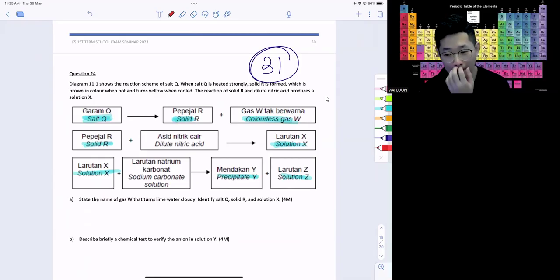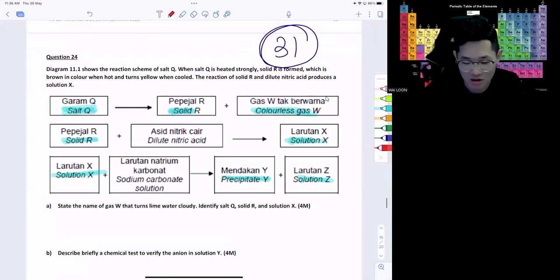Done? Done. Hong Liang, you can do page 27 first while we are waiting for them. Okay, so mostly have done.